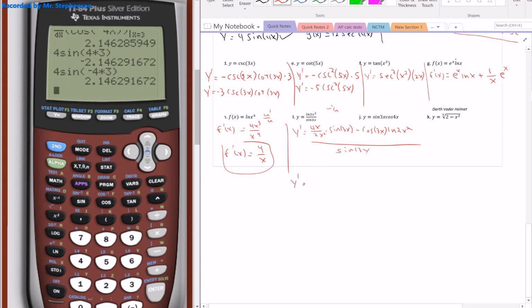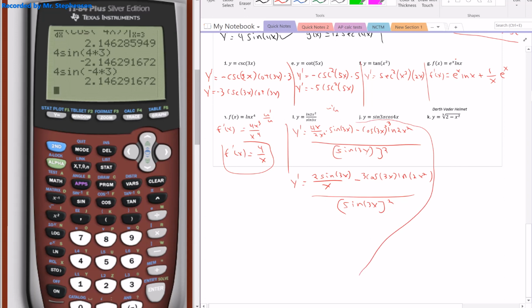Let's just clean it up a little bit. This is going to simplify to 2 sine 3x over x, right? The 4x over 2x squared simplifies to 2 over x, minus cosine, I think I forgot a 3 up here, cosine 3x, this should be times 3 up here. So 3 cosine 3x times natural log 2x squared. And this is all over sine 3x, my goodness, quantity squared, the whole thing squared. And let's just leave it like that, that's enough. That was a big one.